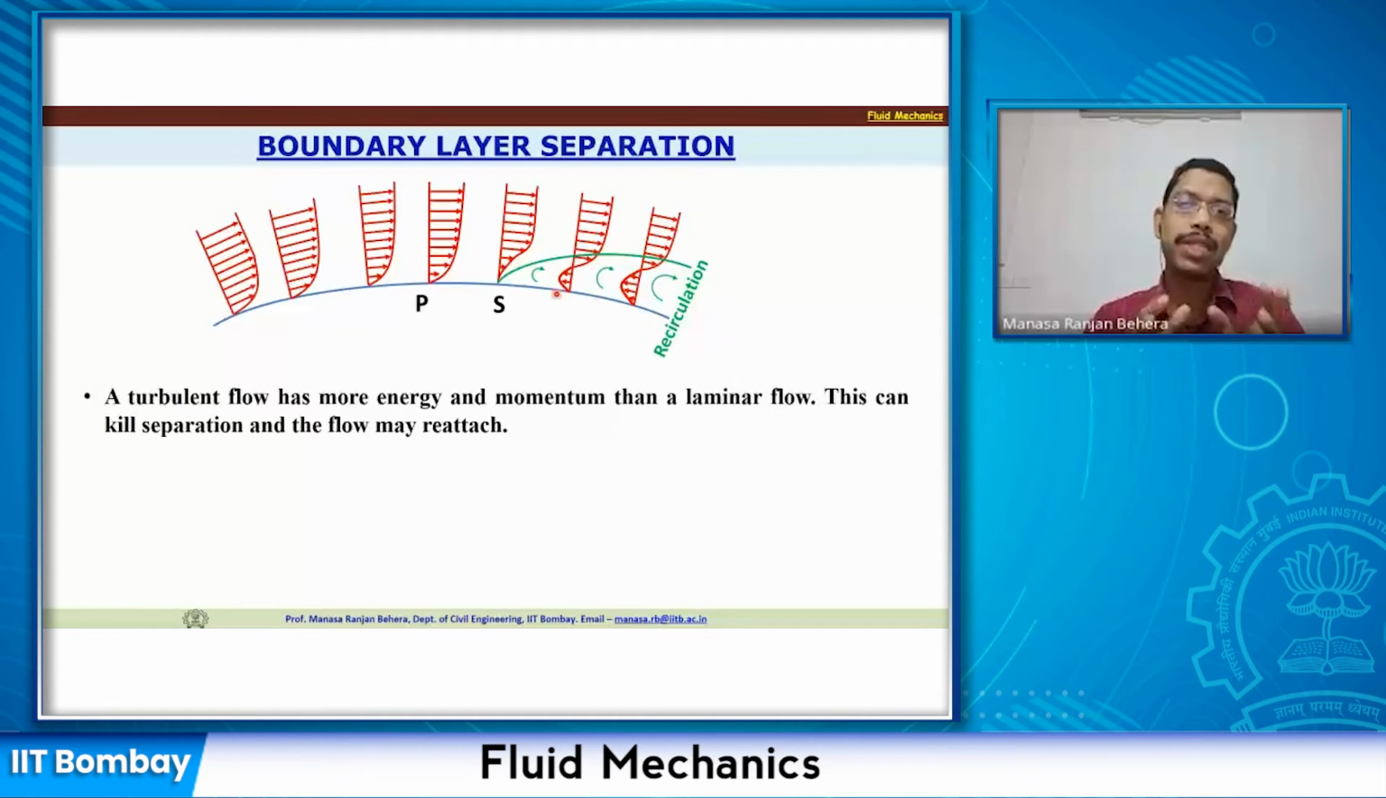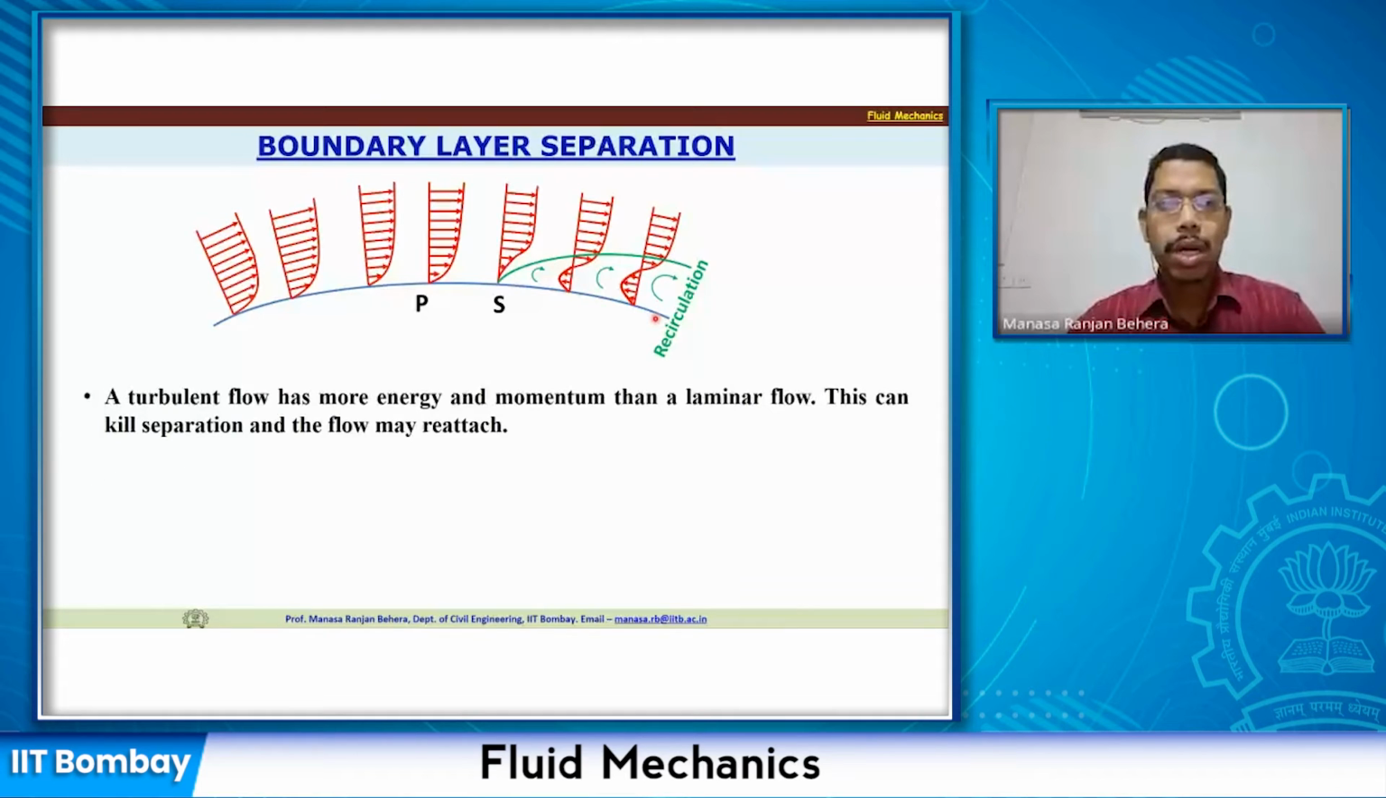So the separation is going to be delayed in the case of turbulent flow, whereas it is going to be very early for laminar flow. If this flow is laminar, it separates at this point S. Now if the flow becomes turbulent, the separation point comes downstream and it may separate further down. So this can kill the separation at this point, but it will push downward and the flow may attach for a longer distance.